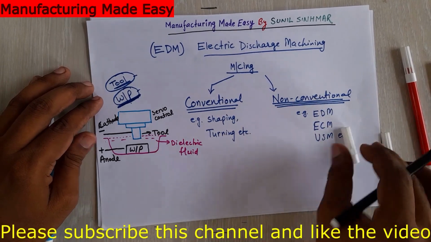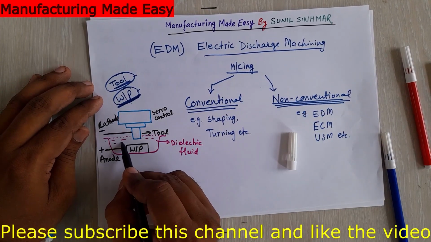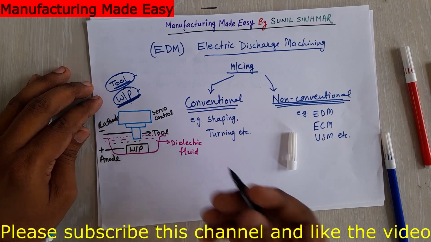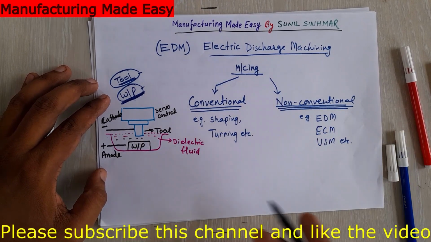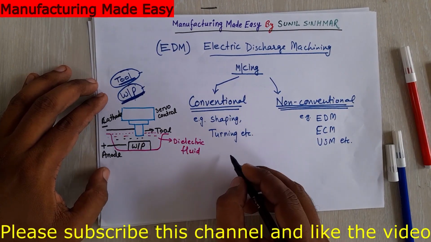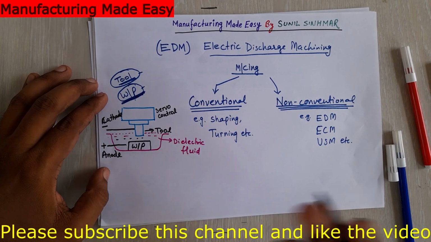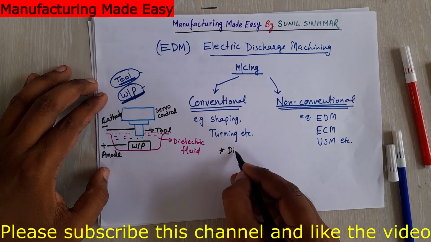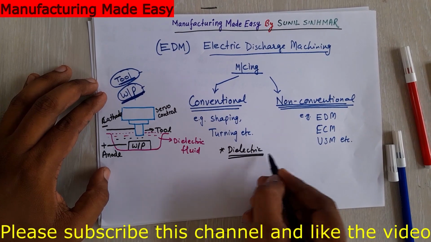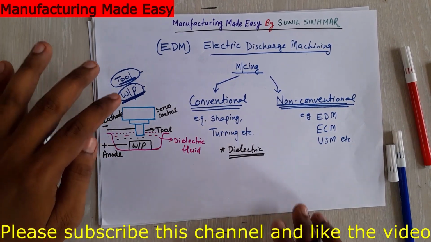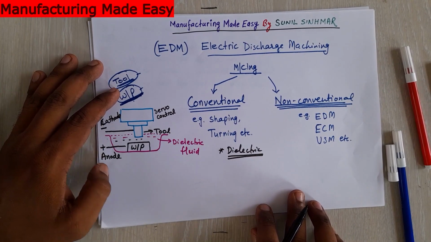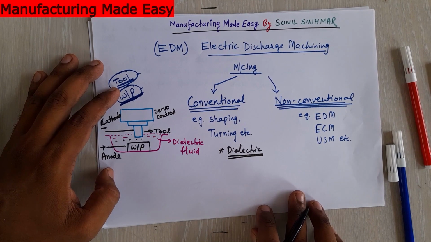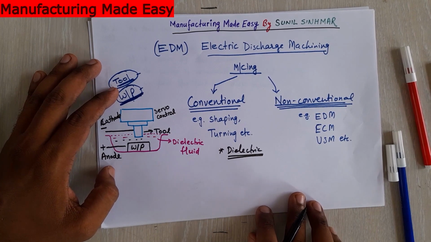Now before that, some of you may be thinking: why is the fluid used a dielectric type, and not a simple fluid like an electrolyte? So why is dielectric fluid used? First of all, what is dielectric? Dielectric means the fluid which is electrically non-conductive, and it has very high resistance to electrical breakdown.